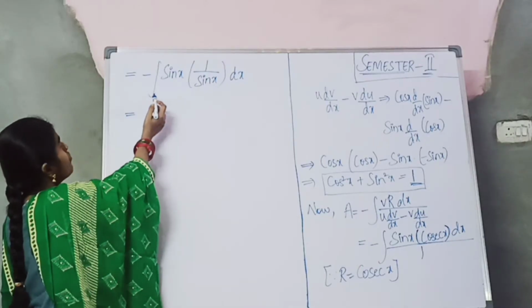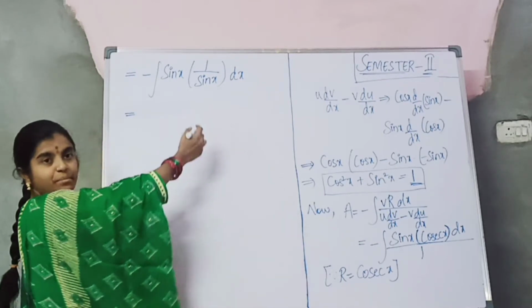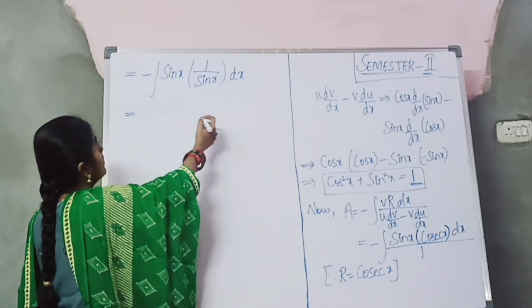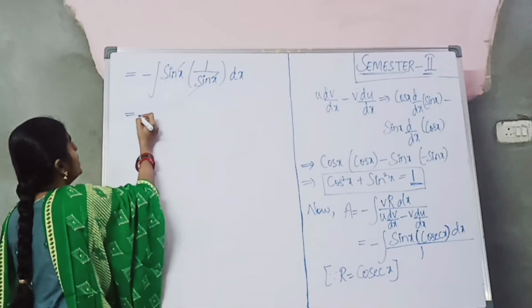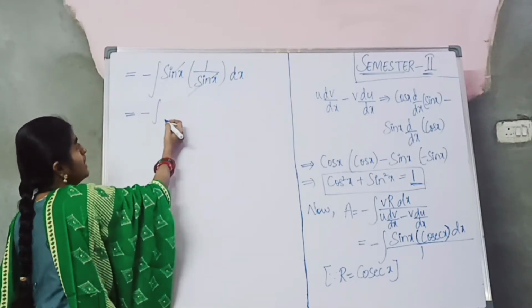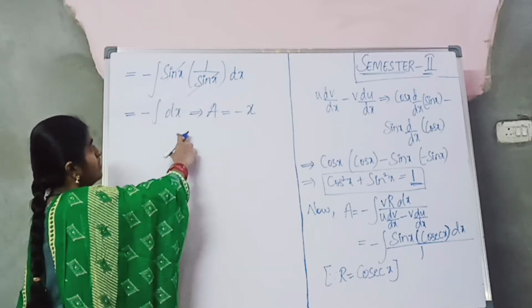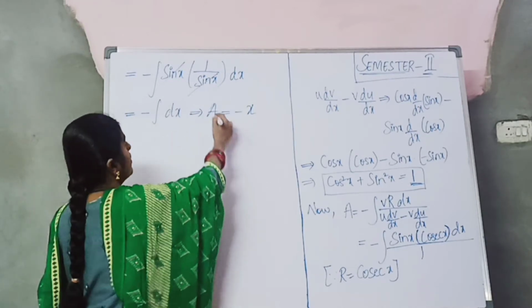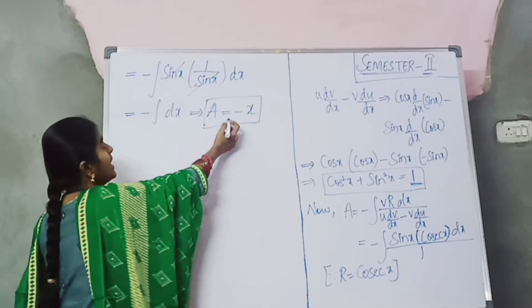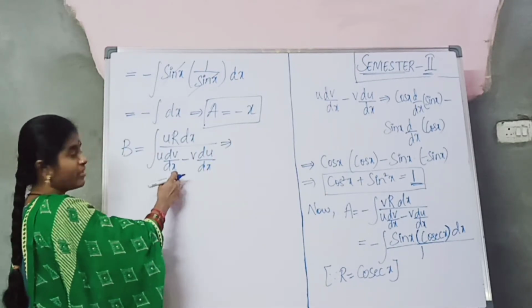So a equals minus integral of sin x, cosecant x can be written as 1 by sin x, into dx. So here both sin x will be cancelled. Now a equals minus integral of, what is remaining here? 1 into dx means dx. So a equals minus integral of dx, which is x. So what is the value of a? Minus x.